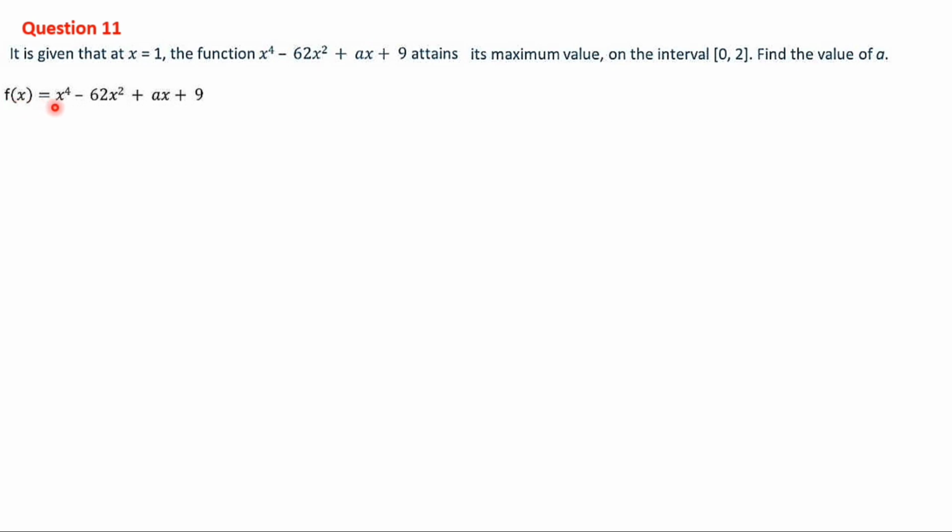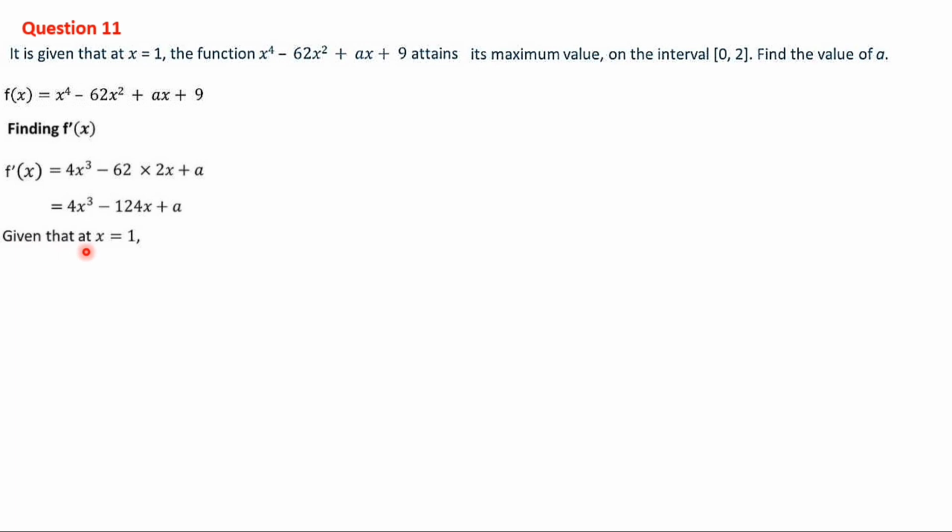f of x is equal to x to the power 4 minus 62x squared plus ax plus 9. f dash x we can calculate: the derivative of x to the power 4 is 4x cubed, minus 62 times the derivative of x squared, which is 2x, plus a times the derivative of x, which is 1. So a times 1 is a, plus 9, whose derivative is 0. Then 4x cubed minus 62 times 2 is 124x plus a.